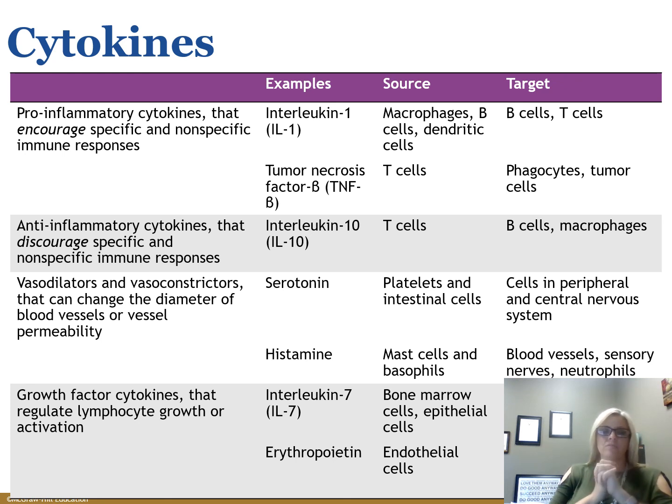Then we have our growth factor cytokines that help to regulate lymphocyte growth and activation, and that's going to be your IL-7 and erythropoietin. And we'll look at erythropoietin later on. That is directly tied to development of the blood cells.